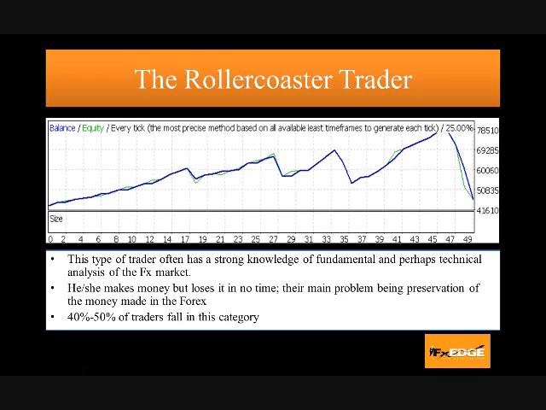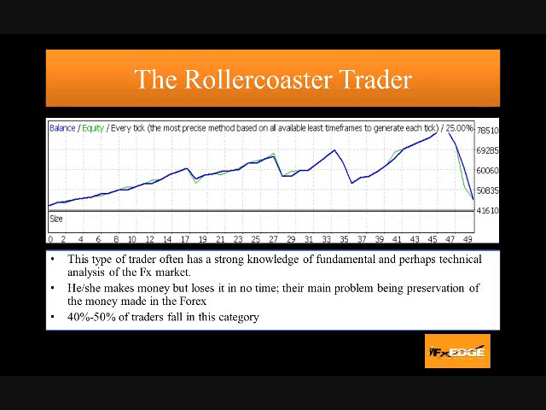We've got the roller coaster trader. This type of trader often has a strong knowledge of fundamentals and perhaps technical analysis of the markets. He or she makes money but loses it in no time, their main problem being preservation of the money made in the Forex. This is 40 to 50% of traders. I'm going to share this with you because you need to understand where you are to get where you want to go.